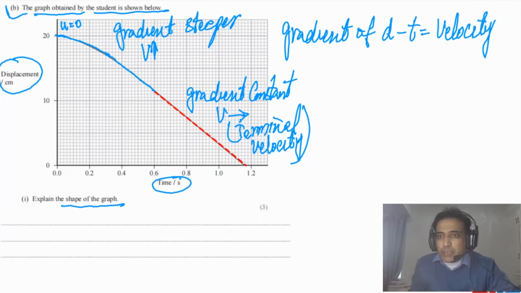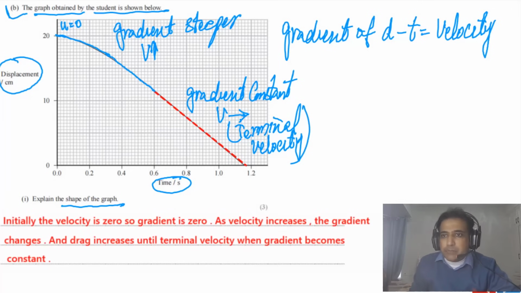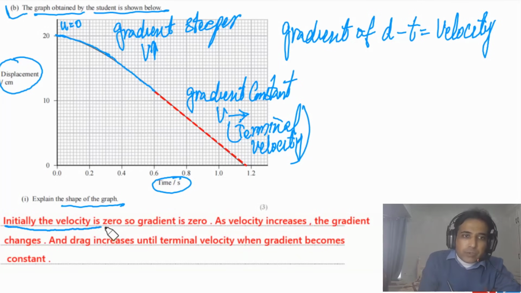Now let me show you the answer, how you can write down your final answer. In your final answer, you can mention these points. You can write down, first of all, initially the velocity is 0, so the gradient is 0. As gradient is 0, it means velocity is 0. And so you will get 1 point.